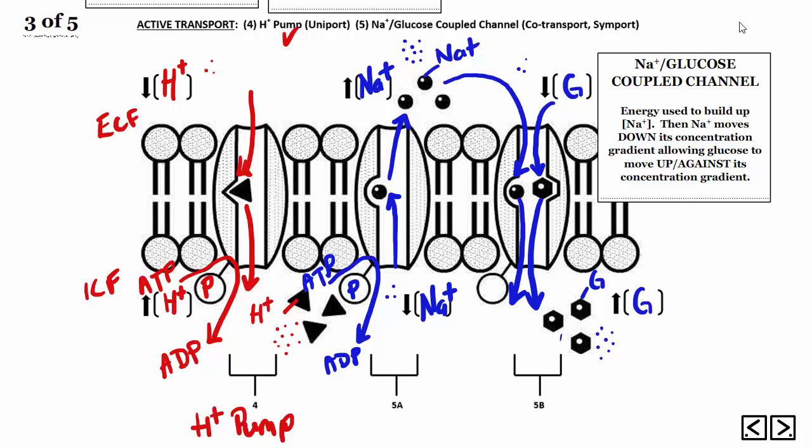The sodium-glucose coupled channel. Energy is used to build up the sodium concentration. So out here, let's say. Then sodium moves down its concentration gradient, allowing glucose to move up or against its concentration gradient. Okay, so even though I've drawn this coming downwards for glucose, it's moving up the concentration gradient, right? From low to high, or against the gradient.